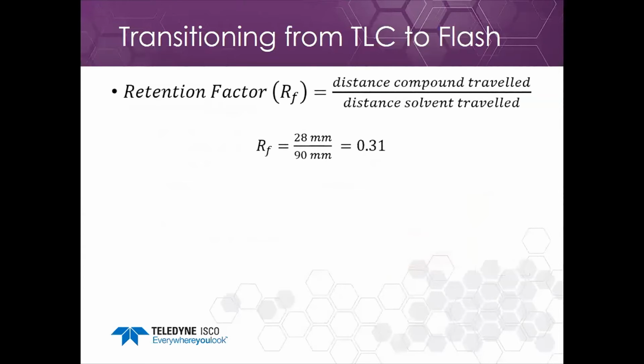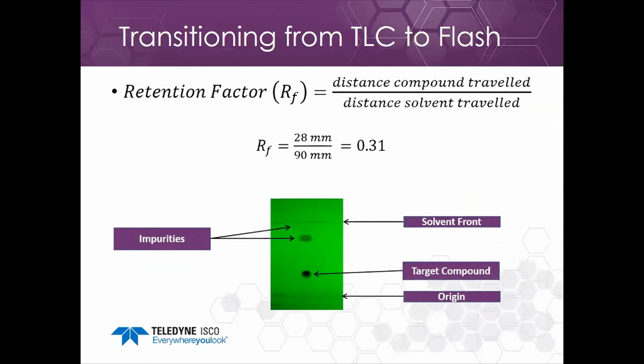Ultimately, the important data that we can get from a TLC is the RF factor, or retention factor. This is essentially the distance the compound traveled versus how far the solvent traveled. It's a simple ratio. If we look at our target compound in this example, it traveled about 28 millimeters. The solvent front traveled 90 millimeters, and we have an RF of 0.31. You'll notice the impurities traveled much quicker. They eluted much faster up the plate, so they would have higher RF values.